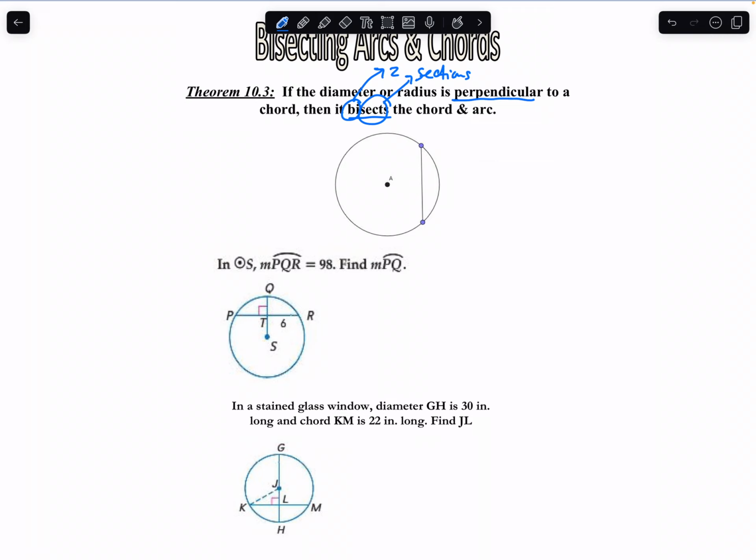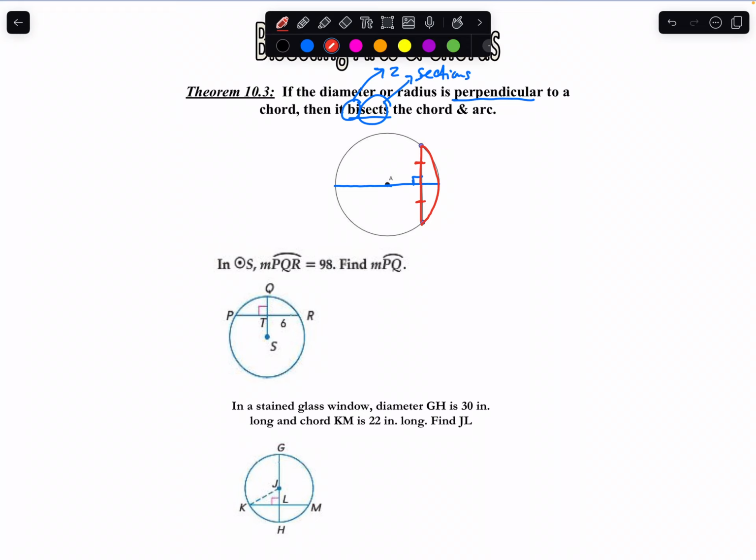So let's say that we have a radius or a diameter that intersects the chord at 90 degrees. What this theorem is talking about is that if it intersects, whether it's the radius or let's say we extend this as a diameter, if it intersects the chord at 90 degrees, it's going to create two congruent segments. It means that this segment from here to here will be the same length as from here to here. And since the chord is getting cut in half, the arc as well. This arc will also be cut into two equal parts.